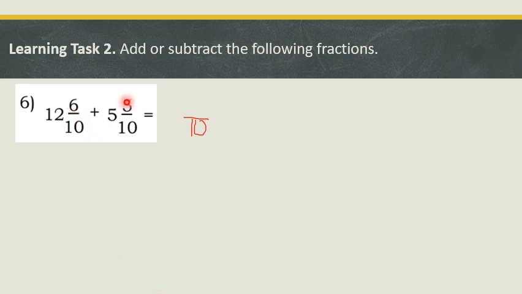Then, 6 plus 5 is 11. 12 plus 5 is 17. So, makikita nyo, yung 11/10 ay improper. So, divide natin siya para makakuha tayo ng mixed number.